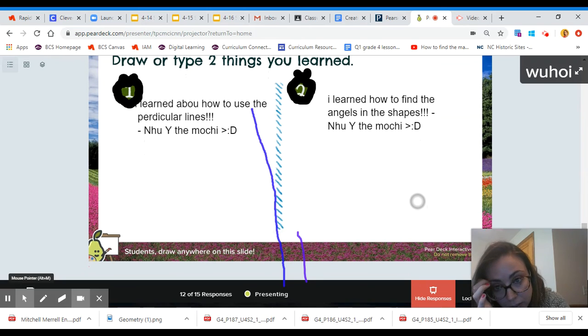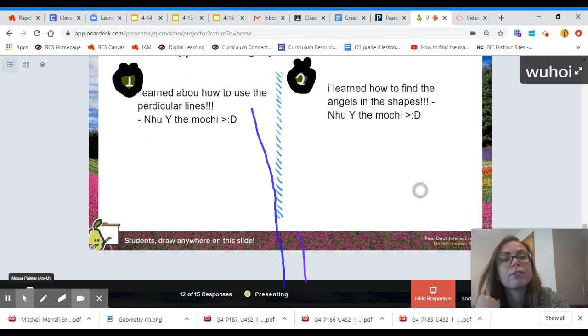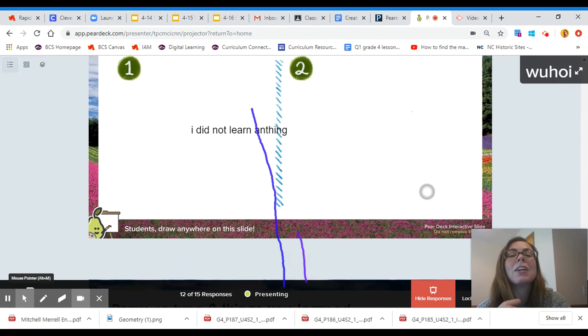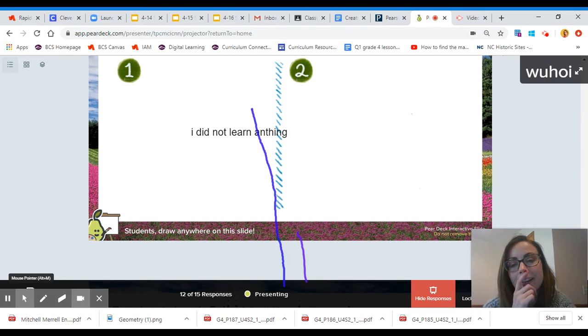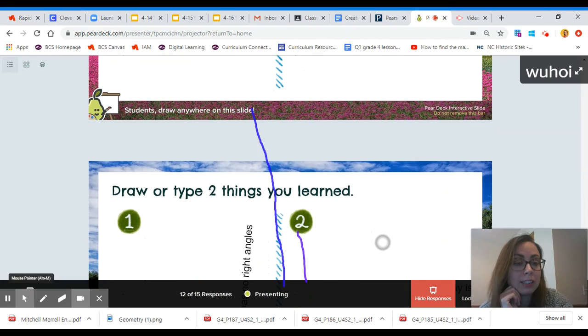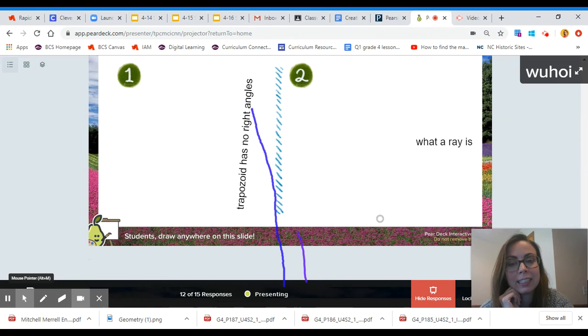I learned about how to use the perpendicular lines. I learned how to find angles and shapes. I did not learn anything. I found out who put this one, and they have a good base in geometry, so they're going to work on learning something a little more challenging. I'm sending them a link today.